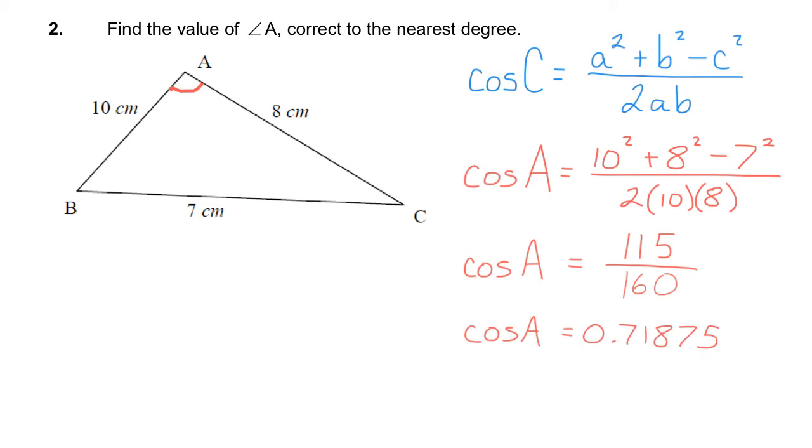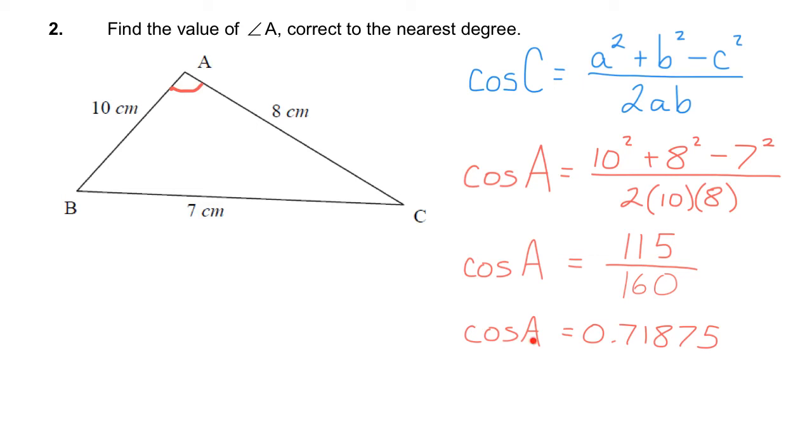A lot of people are going to run into a mistake here. They're going to stop and say, well, angle A is 0.7 degrees, or they'll round it up to 1 degree. Or they'll do something weird and multiply this by 100 because they think it's some sort of a percent, and they'll say it's 72 degrees. I've seen a lot of weird stuff happen at this point. But we're not saying that this is the angle. We're saying the cosine of the angle is this number.